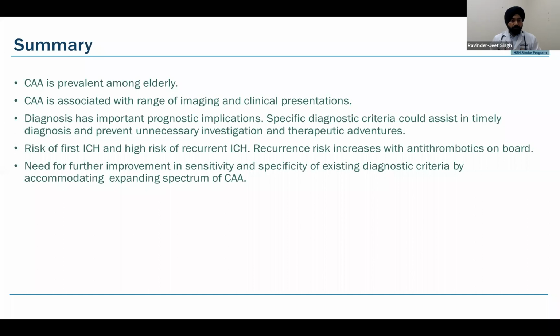But again, the idea was to kindle some interest in this entity, and also recognize that this is going to be a major condition which we will encounter both in the stroke world as well as in the elderly population in general, both in the setting of cognitive impairment and without. And I think cardiologists might also find it very interesting, because they might have to consider this entity when prescribing anticoagulants. It does portray the risk of first ICH and recurrent ICH, and the recurrence increases with antithrombotics on board. And we still need to find the best criteria.